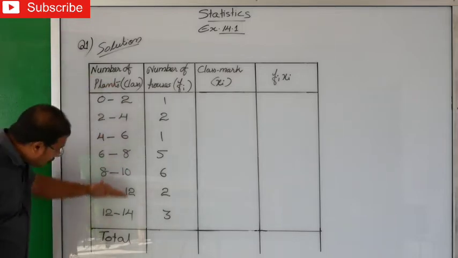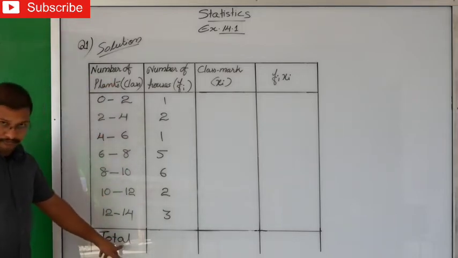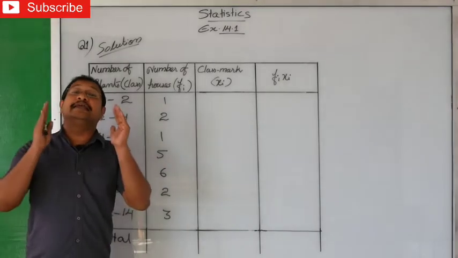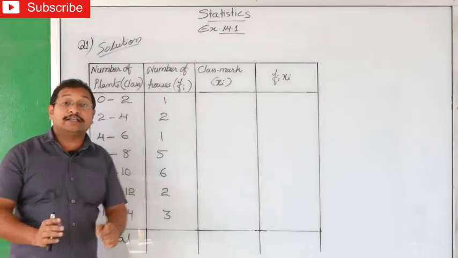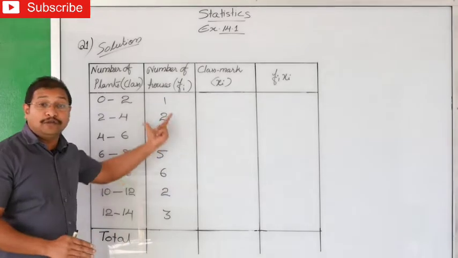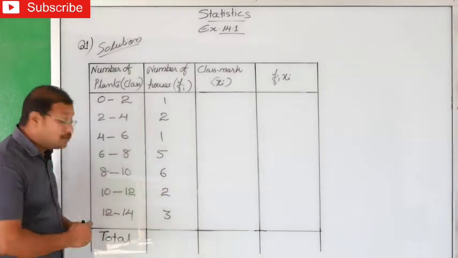After that, in the same column, the last part, I wrote total. Next will be number of houses. It is already given in the question. Houses, we call it frequency. Ready? So it's already given. So from the frequency, we will find out the total now.